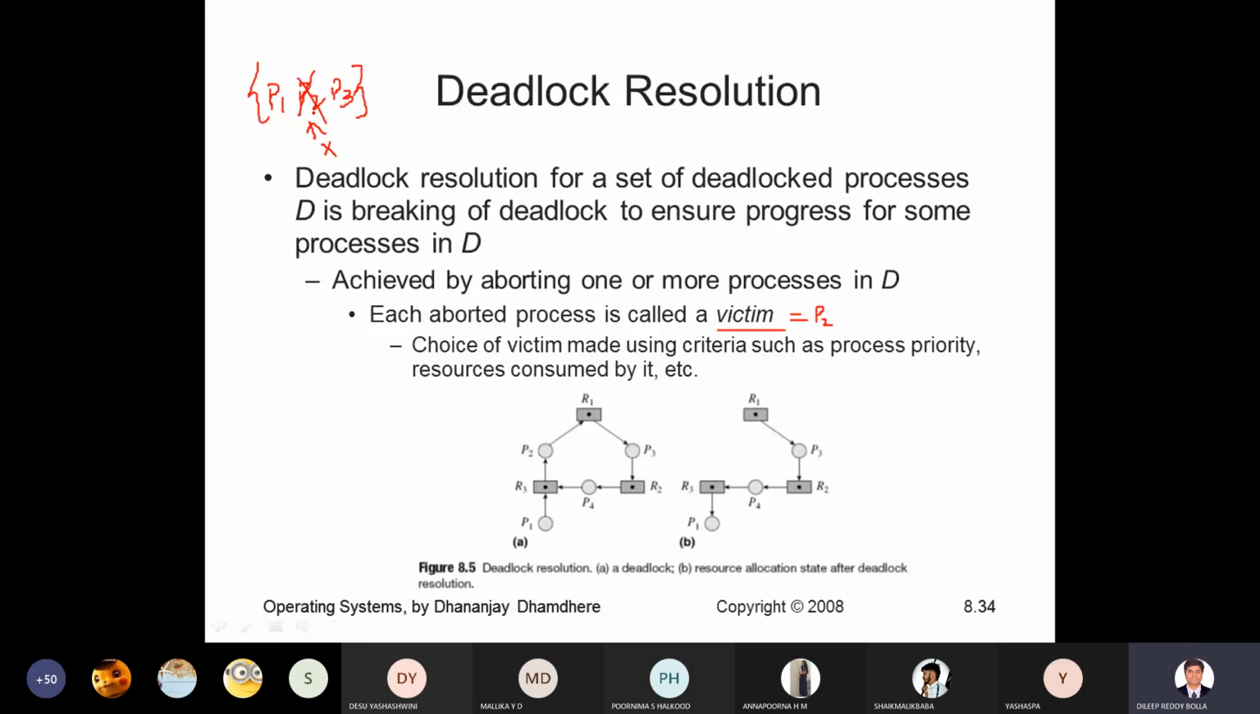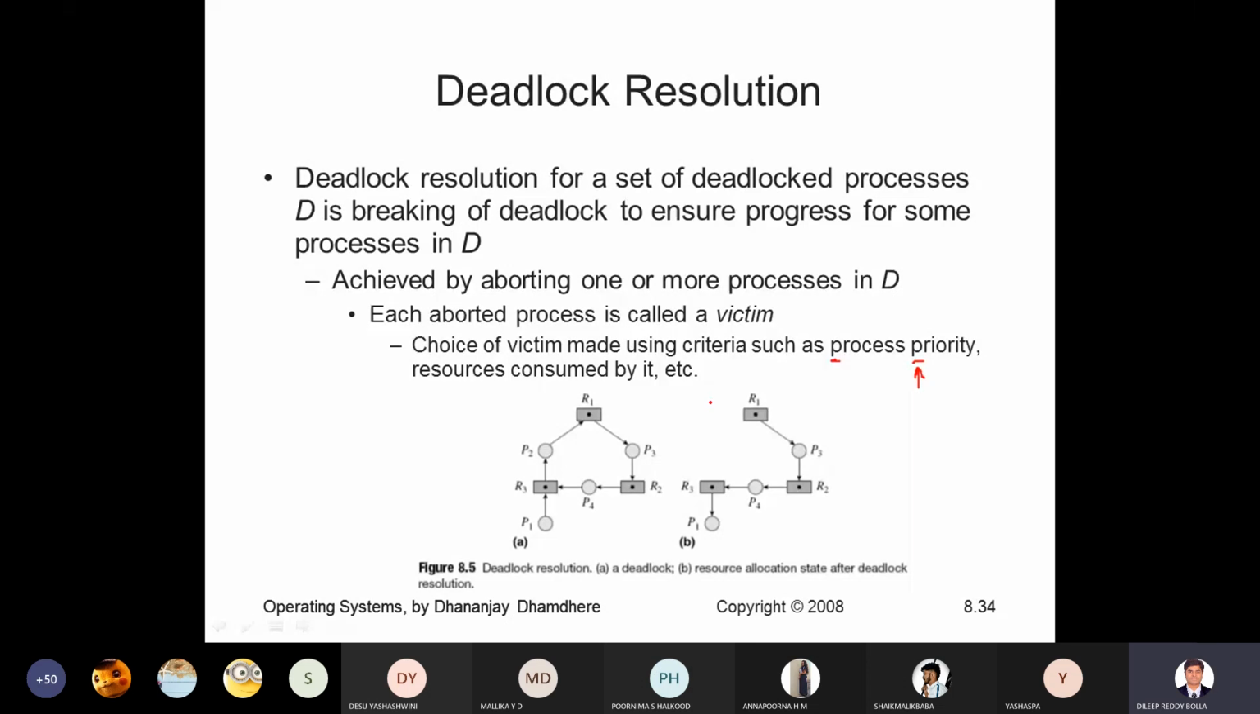How do you choose the victim? Out of P1, P2, P3, on what basis can you choose that this has to be a victim? Any idea? The choice of victim must use criteria such as process priority. Based on this process priority technique, we should abort. We cannot abort simply because we don't want P1, P2, or P3. We need to do that using the process priority. With the help of this, we can abort the corresponding process.